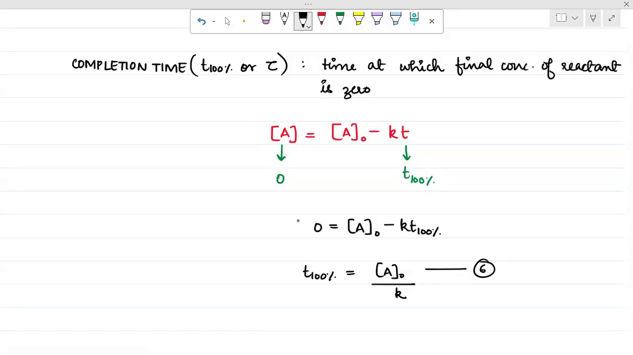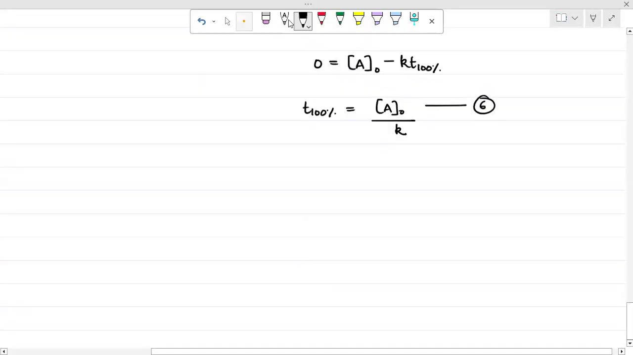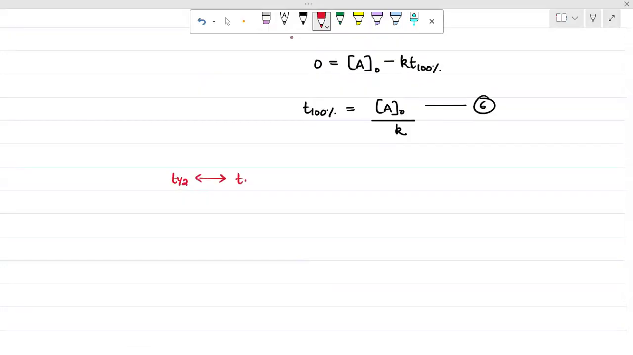Now, certain people or in certain question papers, they ask the relationship between two times. For example, if I ask you to relate t half and t 100%, how will you relate? Let's try out. So you'll get more questions so that you can increase your speed, but I'm just giving you a sample concept.